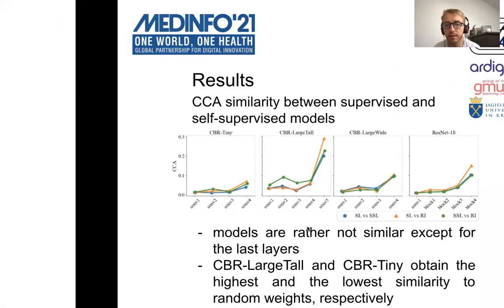Here we present the canonical correlation between models and conclude that models are rather not similar except for the last layers of CBR large tau and CBR tiny, that obtain the highest and the lowest similarity to random weights respectively.